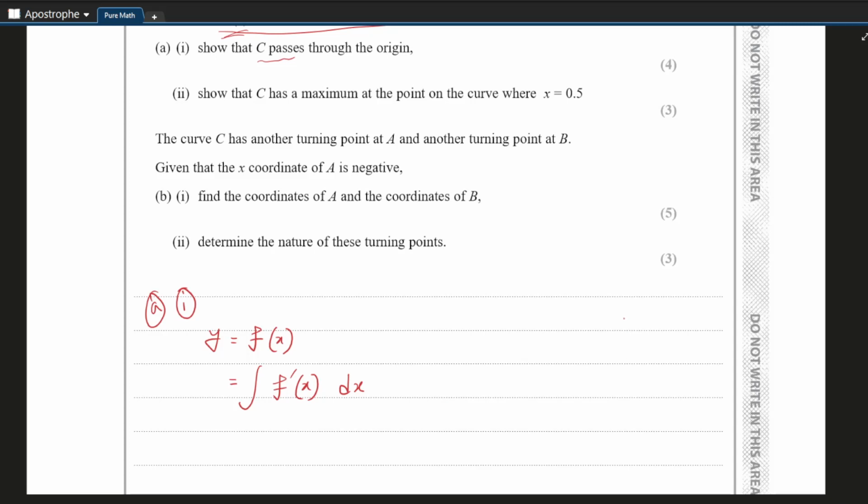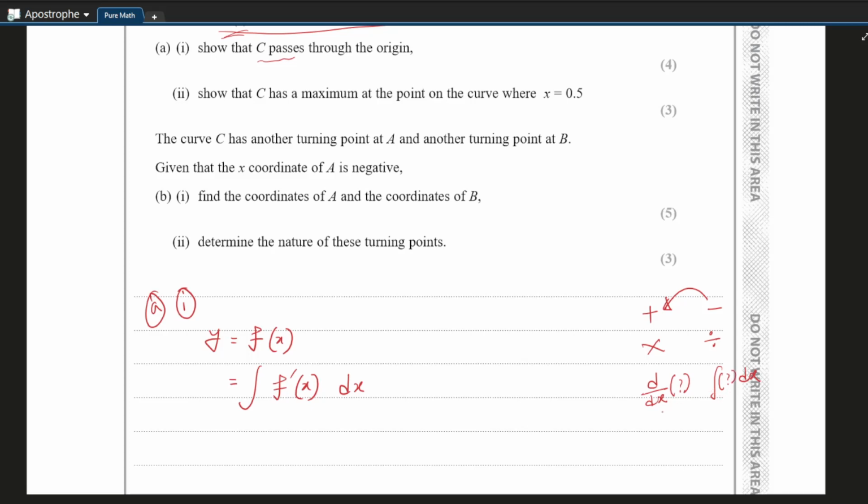Integration is the opposite of differentiation. For example, we have subtraction, which is opposite of addition. We have multiplication and division. Division is opposite of multiplication and multiplication is the opposite of division. Just like that, differentiation is opposite of integration. In differentiation, the function goes here, and in integration, the function goes here.